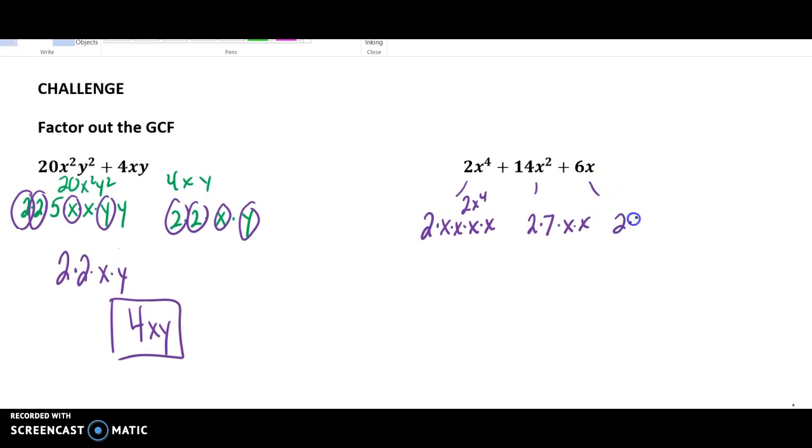Okay, sorry. 2 times 3 times x. So now we have different terms in all 3 of them. All 3 of them have a 2. All 3 of them have 1 x. Can't go any further because this last term, 6x, doesn't have any more x's. So 2x is our GCF for those 3 terms.